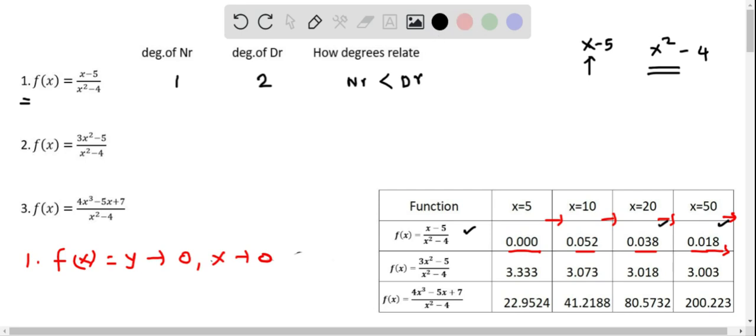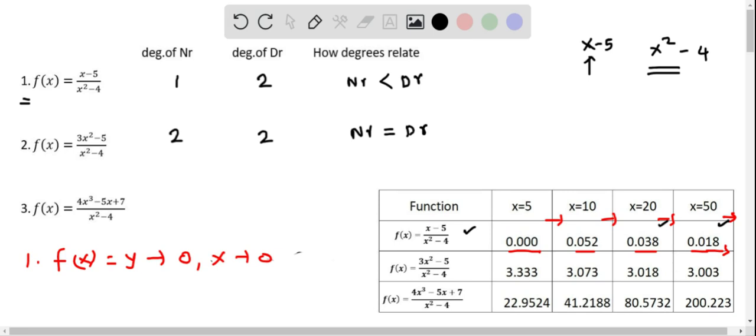Now let's move on to the second function, f of x equals 3x squared minus 5 over x squared minus 4. Let's calculate the degrees. The degree of the numerator, 3x squared minus 5, is 2. The denominator polynomial is x squared minus 4, so once again the degree is 2. How do the degrees relate? They are equivalent, so the degree of the numerator is equal to the degree of the denominator.